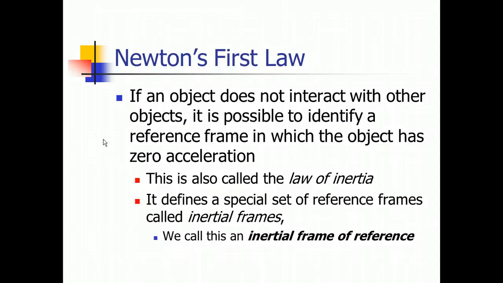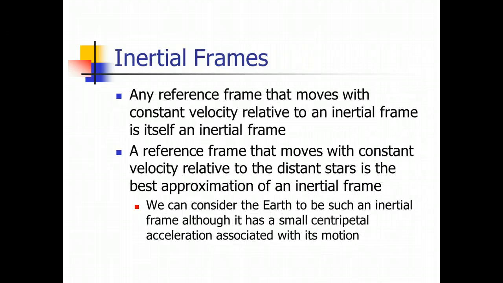But Newton's first law says that if an object doesn't have any interaction with other objects, then it will have zero acceleration in some reference frame. An inertial reference frame, where we can have the law of inertia, is a reference frame that moves with constant velocity relative to an inertial frame. What does that mean? That means we can consider really large objects like Earth to be an inertial reference frame, because it moves with constant velocity relative to this other frame. So our reference frame moves with constant velocity.